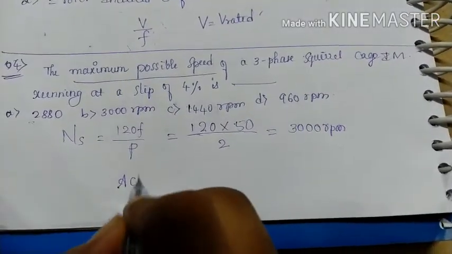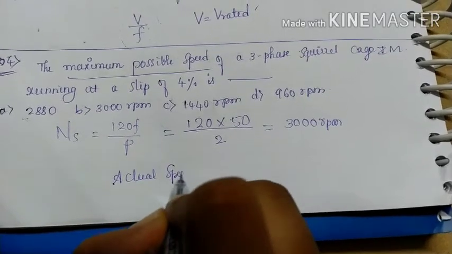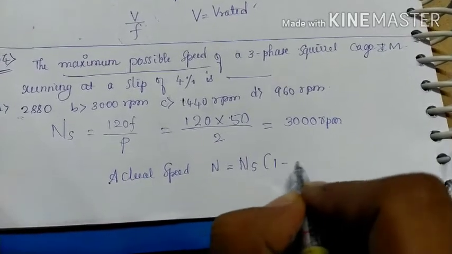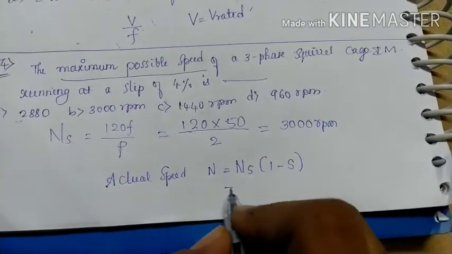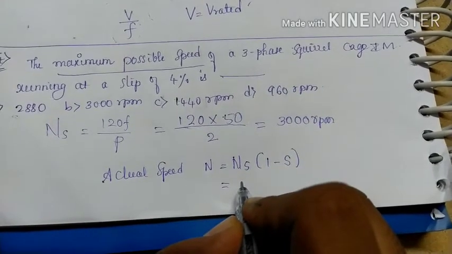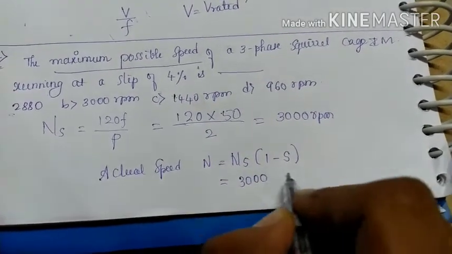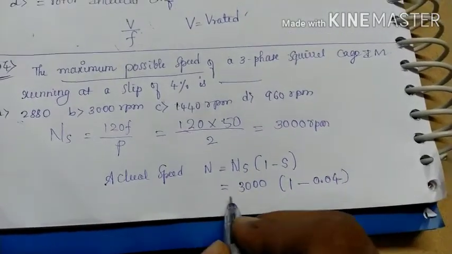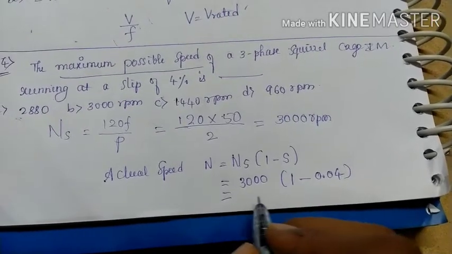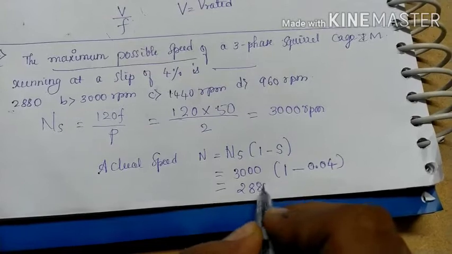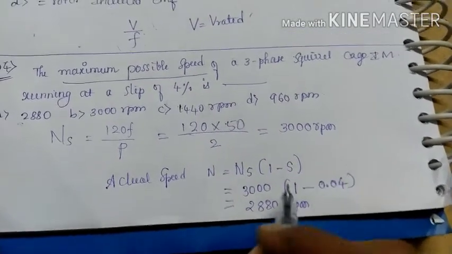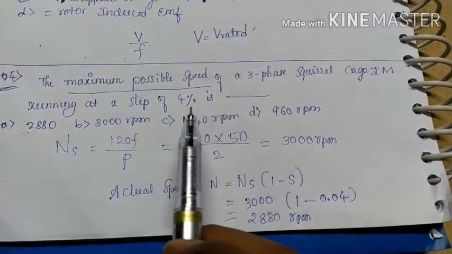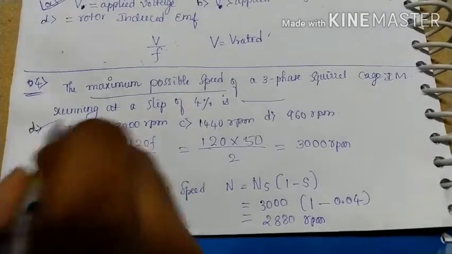The actual speed N is equal to Ns into 1 minus s. This is the formula. We have got Ns as 3000 rpm, and the slip is 4%, that is 0.04. On solving this, we will get 2880 rpm. So this is the maximum possible speed we can get in a 3-phase induction motor at a slip of 4%. So option A will be the answer.